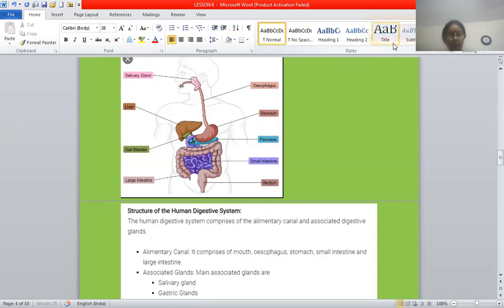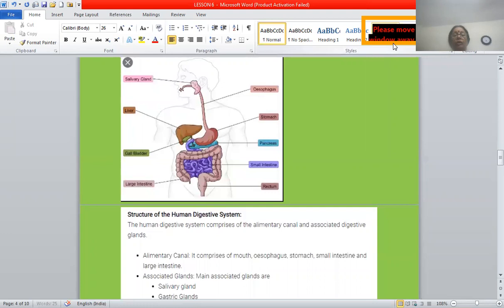The alimentary canal, or gut, is a long tubular pathway through which food passes during its digestion and absorption. It is about 8 to 9 meters in length. On the screen, you can see the alimentary canal. It starts from the mouth and ends at the anus. Here ingestion takes place and here egestion takes place. And the associated organs and glands are over here.